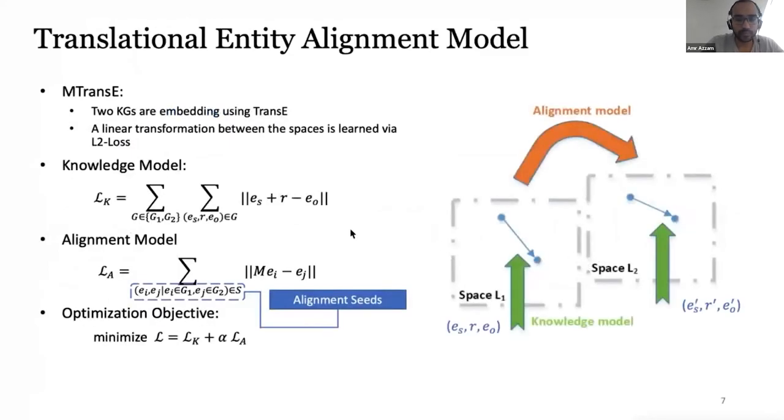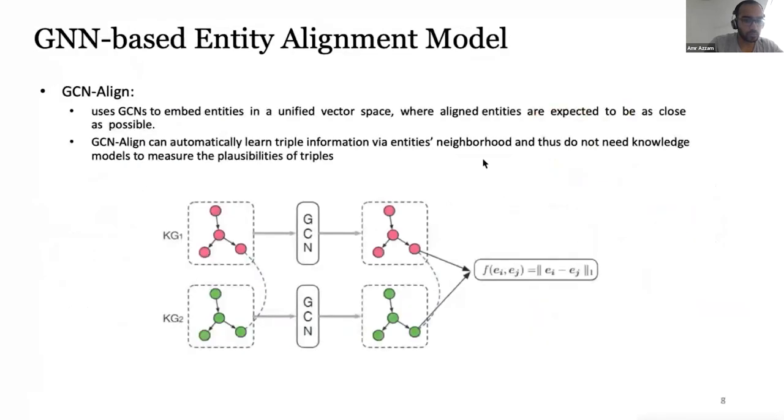Early embedding-based entity alignment models are based on embeddings learned from the TransE model or its variants. They use TransE to model triples in both KGs, and the alignment model transforms one KG's embedding space to another's. More recent studies introduce GNNs into the entity alignment task and show better performances due to their ability of modeling global information of graphs. GNNs can automatically learn triple information via entities' neighborhoods and thus do not need knowledge models to measure the plausibilities of triples.